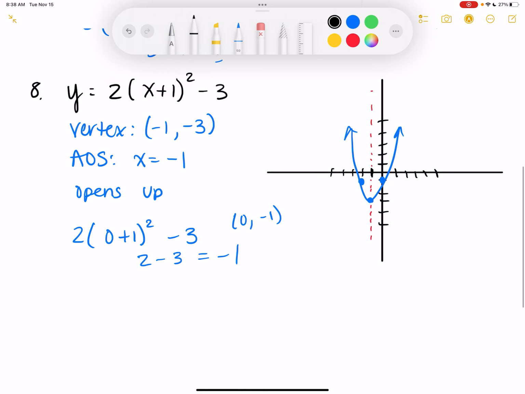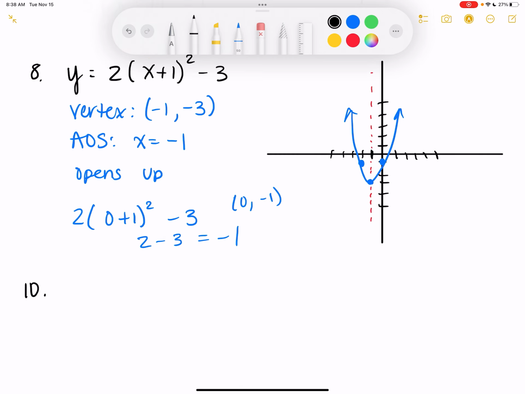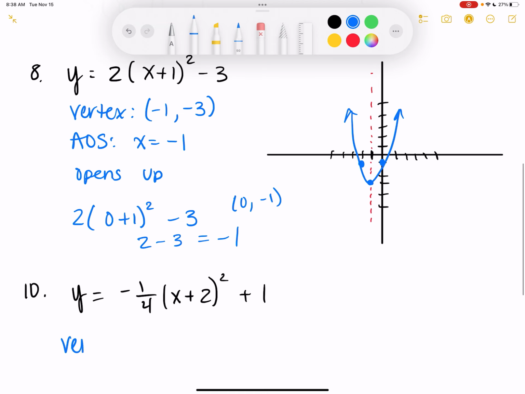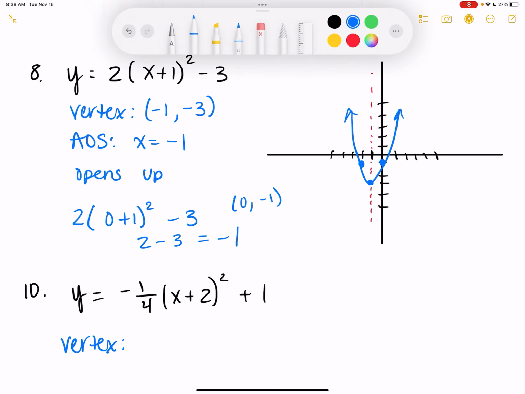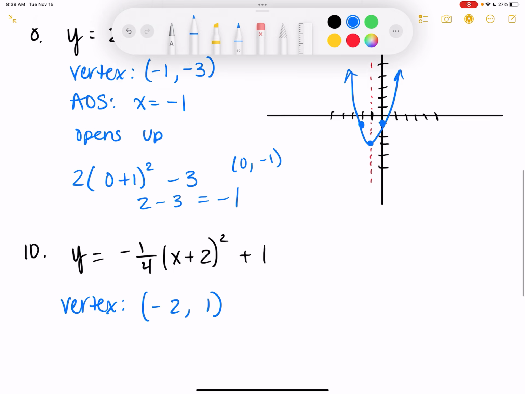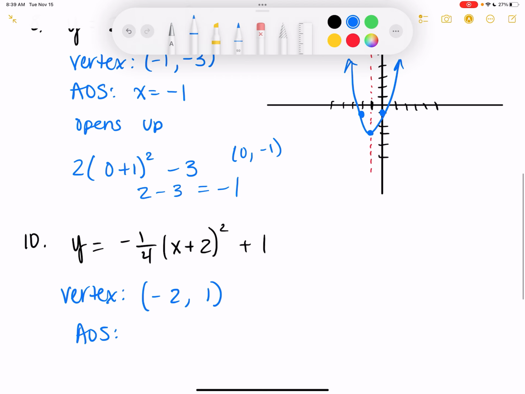Number 10. So one more in vertex form. We've got y equals -1/4 times x plus 2 squared plus 1. So where's my vertex? -2, 1. So opposite sign inside, same sign outside. Axis of symmetry: x equals -2. And then opens up or down? Down. Opens down because it's negative.